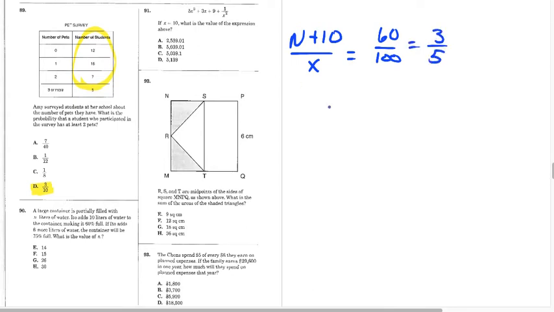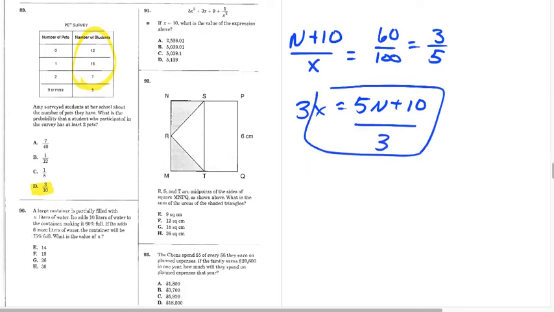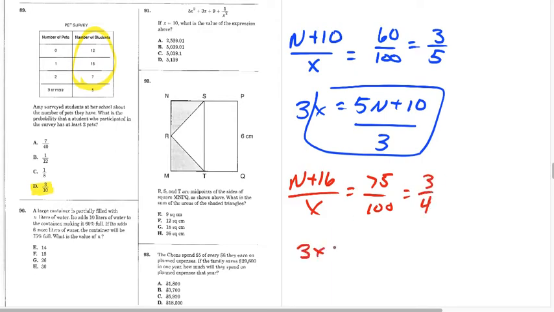Alright, 3 times x is 3x. 5 times this equation is 5n plus 10 divided by 3. It's going to equal x. Okay, so let's keep that in mind as we do our second equation here, which is n plus 16, the 10 plus 6 more, over x equals 75%, which is 3 over 4. Okay, again we have 3x equals 4n plus 64.